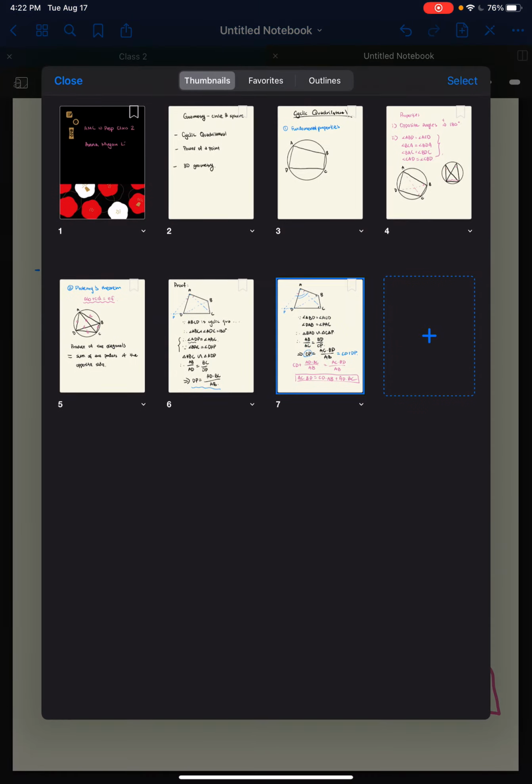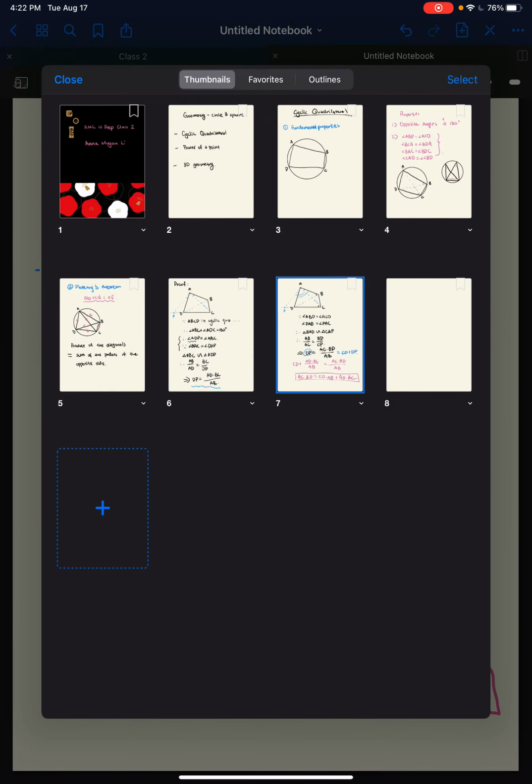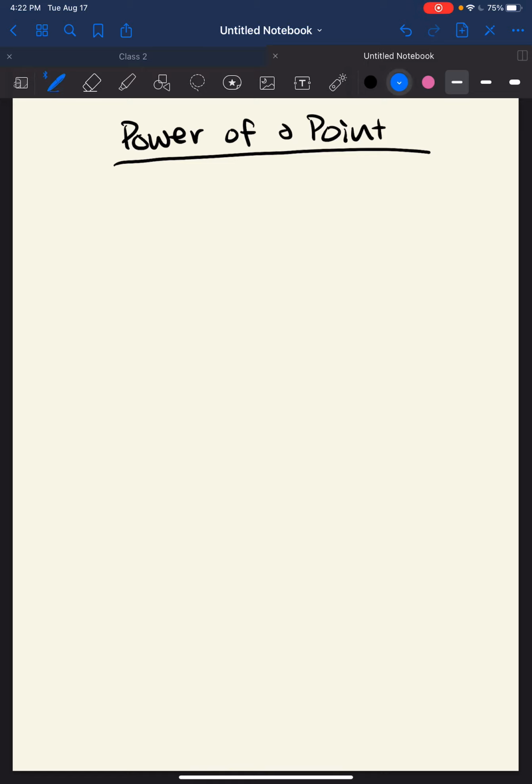So next, let us talk about power of a point. In power of a point, there are three scenarios. The first one is this one.